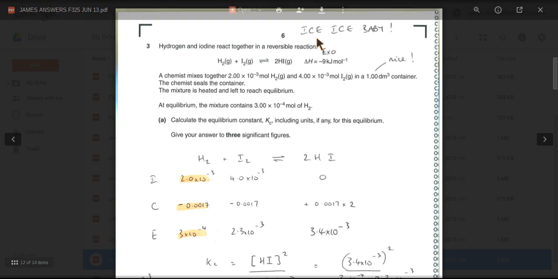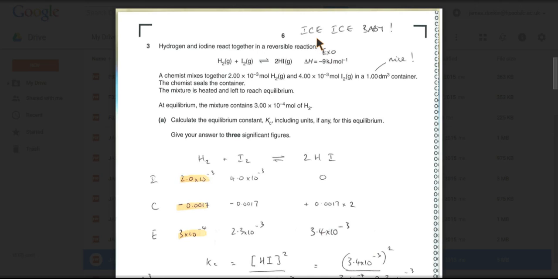Sorry about that, that's just my method for calculating Kc. It's called the ICE method. I'll explain why if you haven't seen the video.